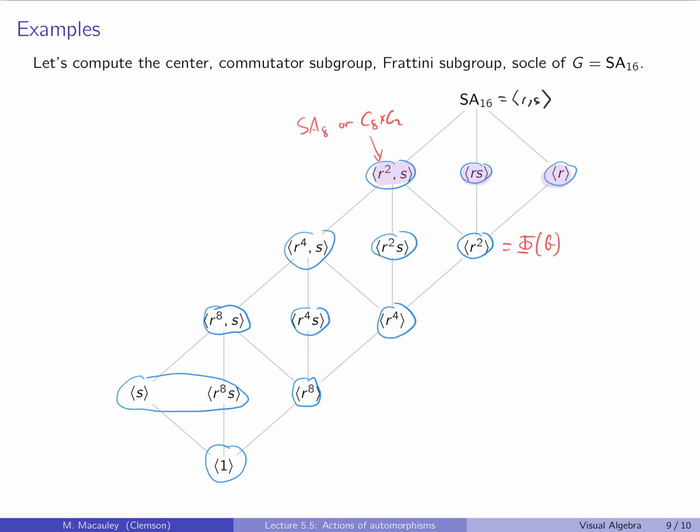What about the socle? So the Frattini, we did that. The socle, we take the minimal normal subgroups. Well, there's only one of them. And what do they generate? So this has to be the socle.